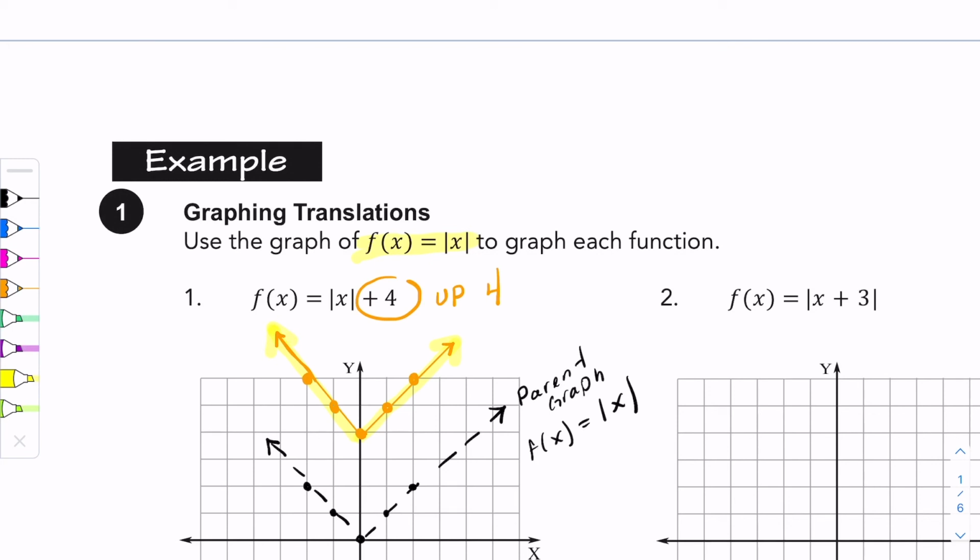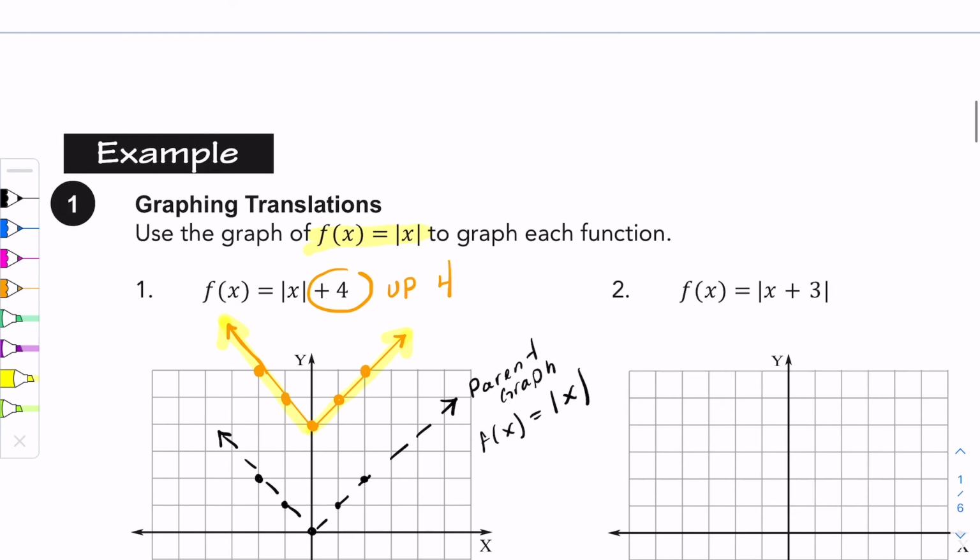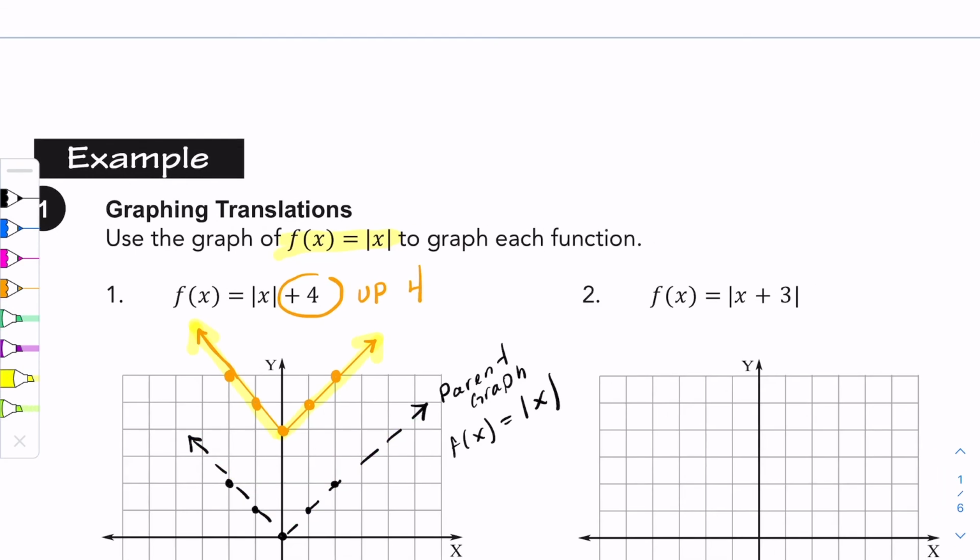You could erase your parent function if you want to, although I don't expect you to do that, so I always leave mine, that way you can see all my work. I think it's kind of nice to look back and see, all right, this right here is my parent function, and then I shifted it up 4 units. So just make sure whatever you do, I clearly know what your final answer is. I tend to use a highlighter. You could use a different color, whatever you need to do. Make sure I know what you're doing on those functions.